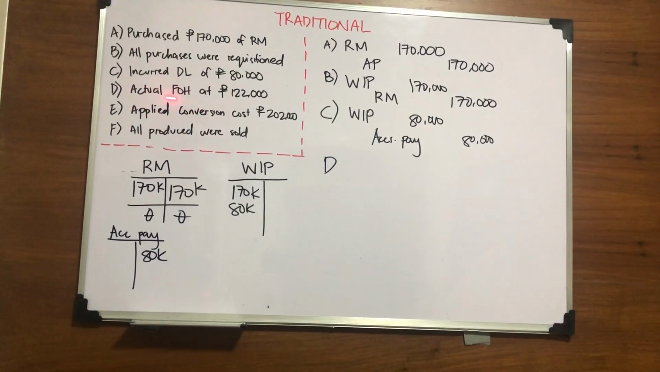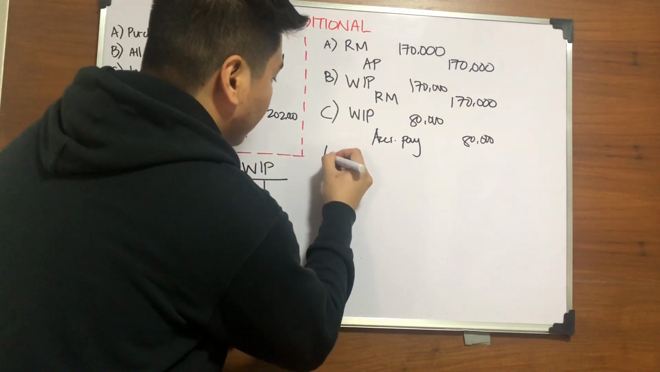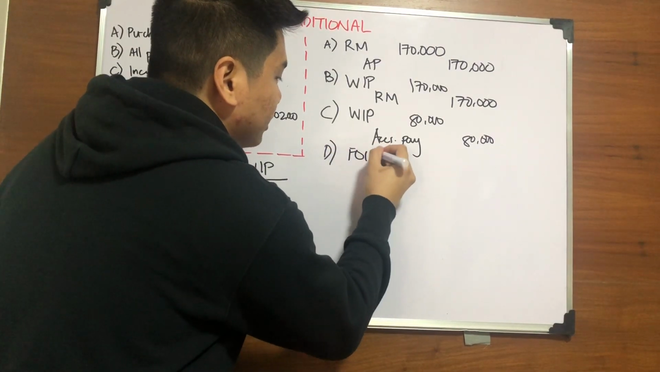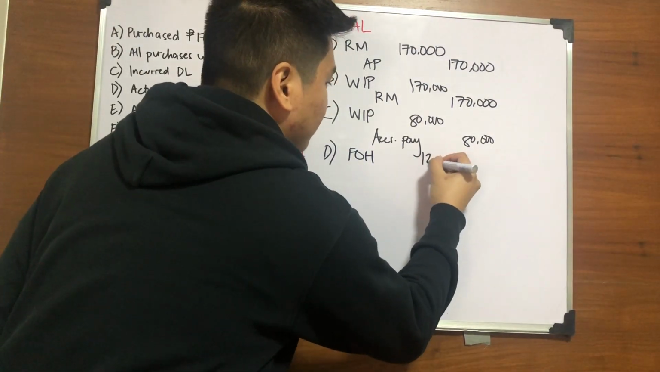You are to recognize actual factory overhead at 122,000 pesos. To recognize factory overhead, you have to put it first in the factory overhead account, and then you credit whatever is the necessary element of that. Since this says actual factory overhead, we will first record it not directly in the work in process, but in the factory overhead account first, for the amount of 122,000.